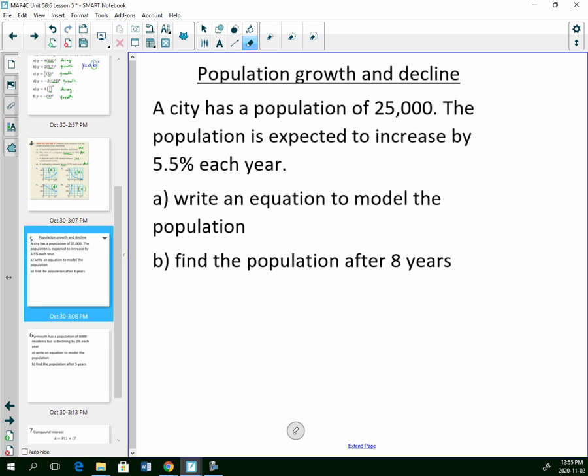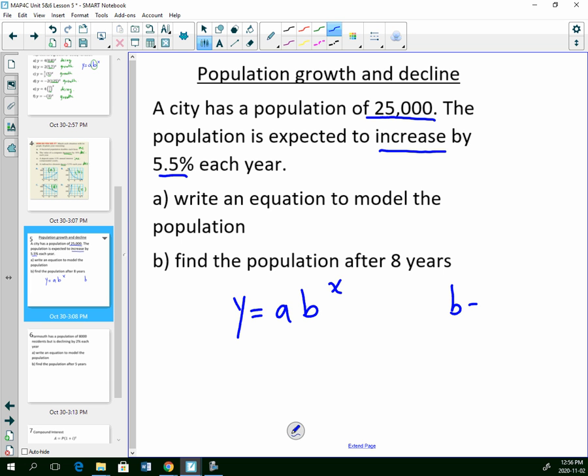Okay, so population is a common question with exponential. Its population is always going up or going down. So it says we have a starting population of 25,000 people. So we know the model is going to be a b to the power x. So we know the starting amount is 25,000. It is increasing by 5.5%. So when you are looking at the common ratio, and it is given as a percent increase or decrease, remember that you are always starting with 100%.